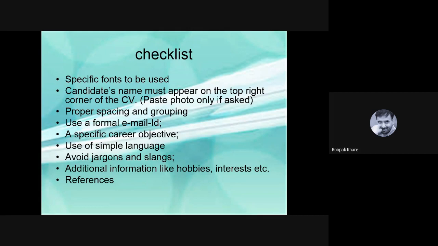References should be given. So references are very important in your CV. Why? Because if there is somebody who wants to confirm whether what you're saying is right or not, they can call or email your references and check it. So it adds value to the information that you're supplying, right?